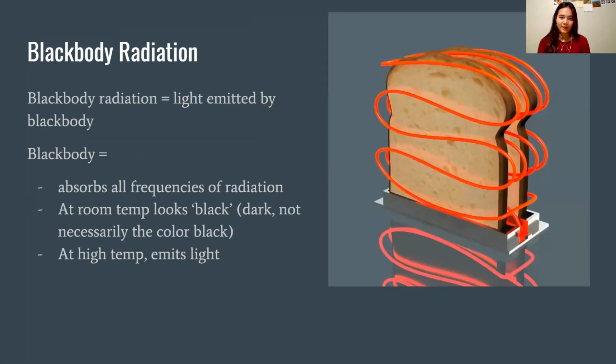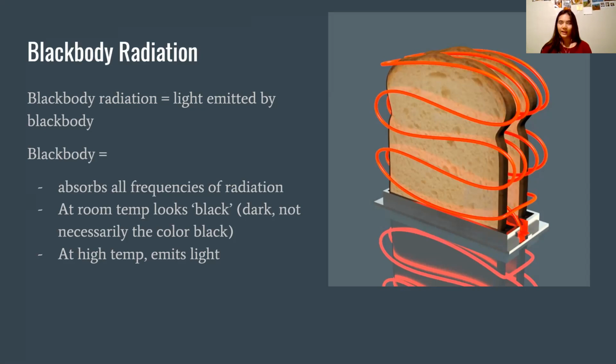Blackbody radiation. So blackbody radiation is light emitted by a blackbody, and light doesn't necessarily mean visible light. It's anything on the electromagnetic wave spectrum. A blackbody is something that absorbs all frequencies of radiation. It's continuous in its absorption. At room temperature, it looks black, and this confused me, but it has to be dark, it doesn't necessarily mean that it's the color black.